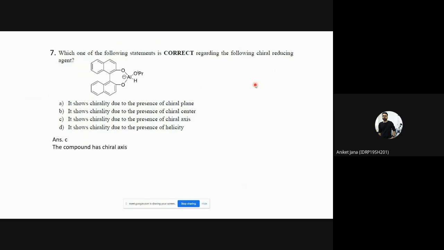So here, which of the following statements is correct regarding the following chiral reducing agent? Here, various kinds of chirality are possible, but this kind of compound has the chiral axis. So option C is the correct one.